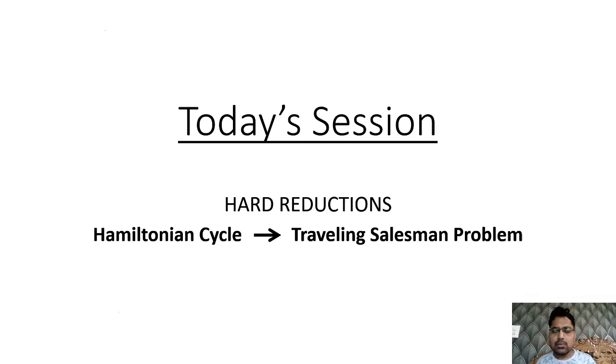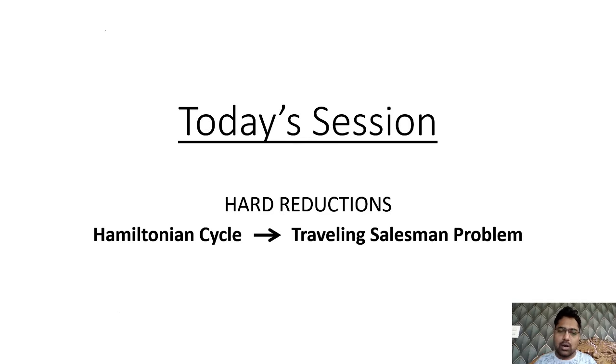Reduction means we are trying to give a solution to a problem using another, existing or known problem. So on the right-hand side, as per the problem we have selected, the traveling salesman problem is known to us. Using the traveling salesman problem, we are trying to give the solution for Hamiltonian cycle. This is what is written.